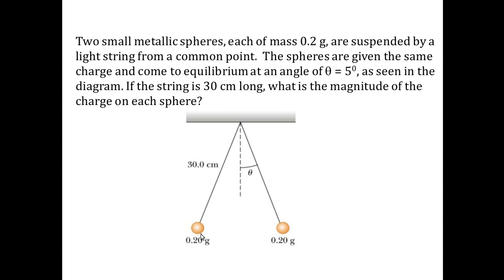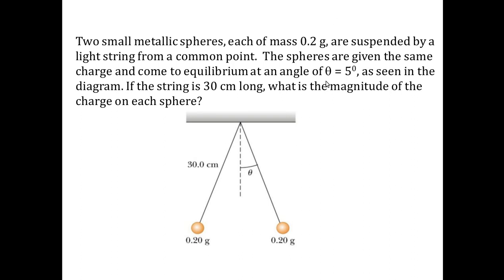The spheres are given the same charge. I don't see any signs on here, so I don't know what I'm going to do about that. Are they positively charged, negatively charged? I don't know. Keep reading the problem. The spheres are given the same charge, come to equilibrium. Okay, so both the spheres are at rest right now. They're suspended in the air. They're at rest, so that means the acceleration is zero. So the net force on each one of these spheres is zero.